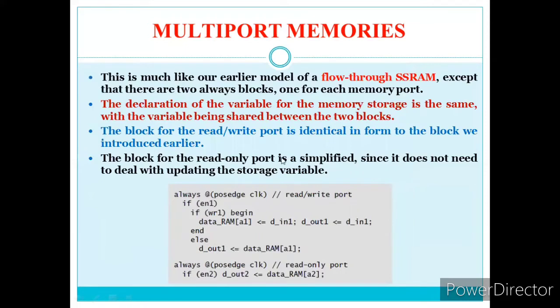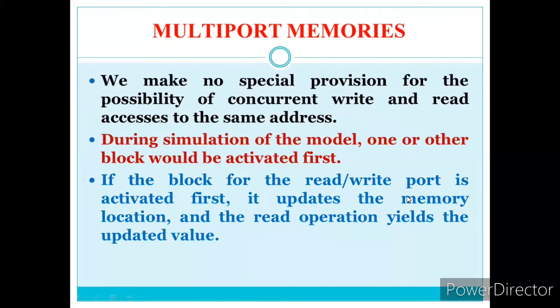The same thing is explained here. In this flow through operation, two always blocks are used, one for each port, where one performs the read and write operation for the first port, and the other performs the read operation for the second port. There is no special provision for the possibility of concurrent write and read access to the same address. We are not providing a special design for accessing the same memory location for read and write. But during simulation of the model, one or the other block will be active first.